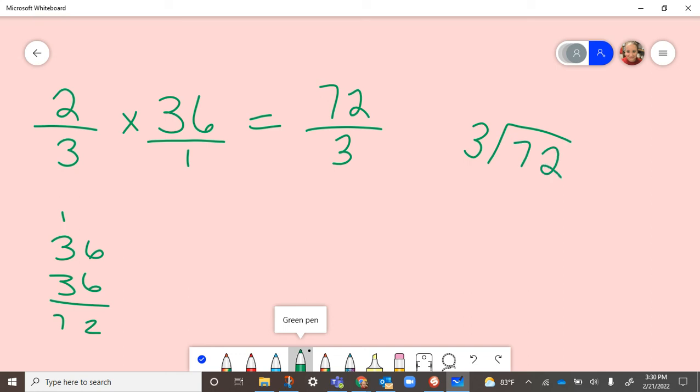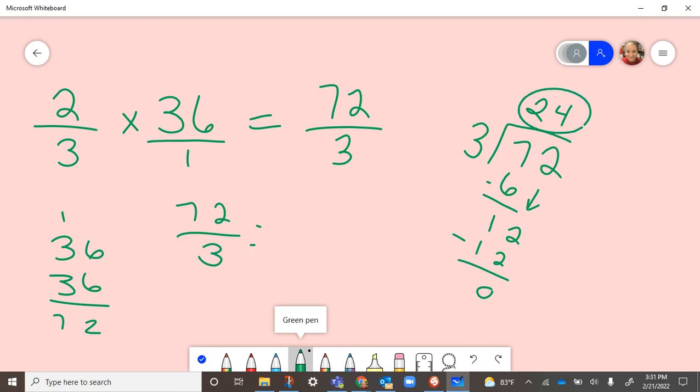So I'm seeing how many times 3 can go into 72. 3 can go into 7 2 times. 3 times 2 is 6. Subtract, you've got 1 left over. Bring down your 2, that can go in there 4 times. 3 times 4 is 12, and there's no leftover. So 72 over 3 is the same as 24. Since there's no remainder, that means there's no fraction. So just 24.